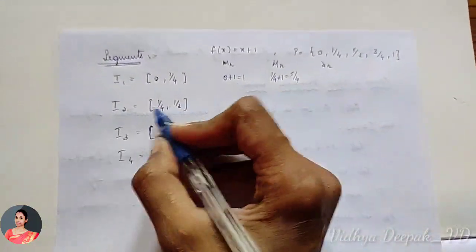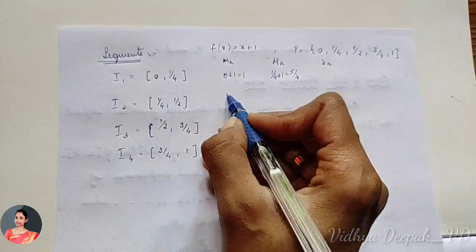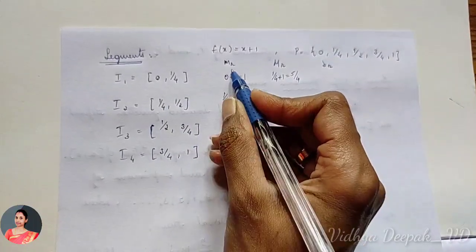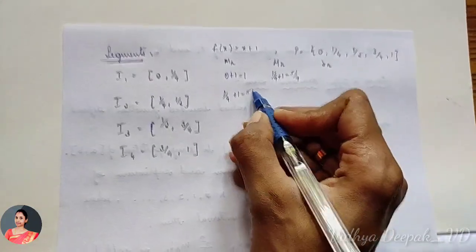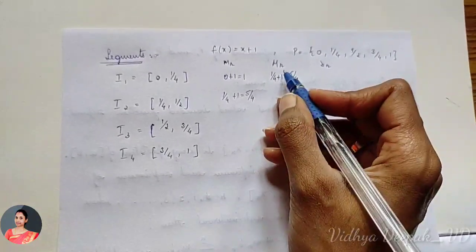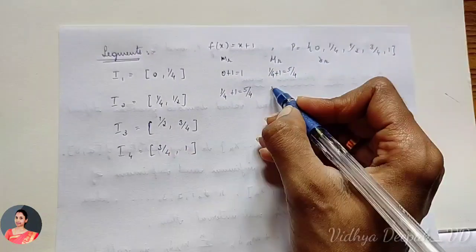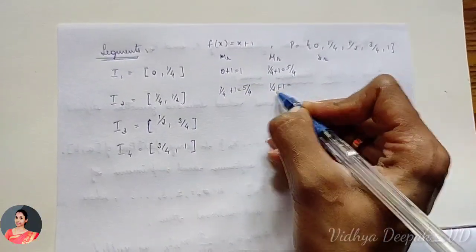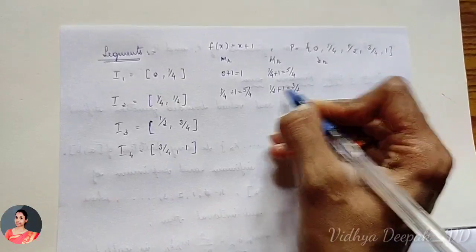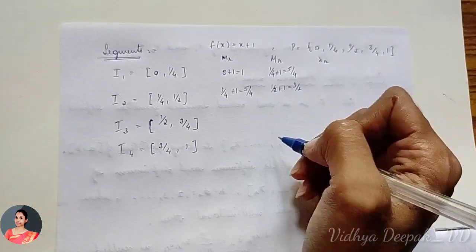Right? Likewise, what is the supremum here? Here 1 by 4 is the x value, the infimum value, plus 1. What is 1 by 4 plus 1? We already found out it is 5 by 4. What is the supremum? The x value is 1 by 2. So 1 by 2 plus 1 gives you 2 plus 1, 3 by 2.